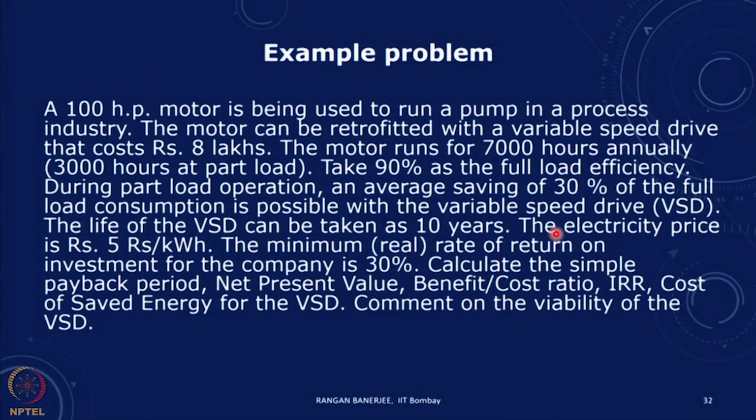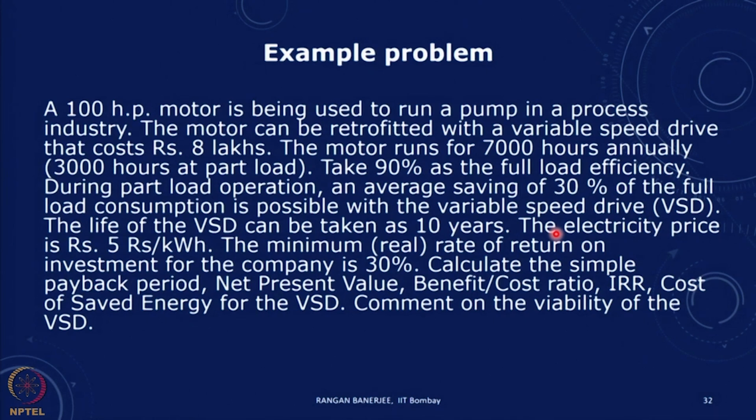Now we've been told that the full load efficiency is 90%, and during part load operation, if we put a variable speed drive, we get an average saving of 30% of the full load consumption. And the life of the VSD is given. The electricity price is 5 rupees per kilowatt hour. The discount rate is given to you as 30%. We want to calculate the simple payback period, net present value, benefit by cost ratio, and internal rate of return.